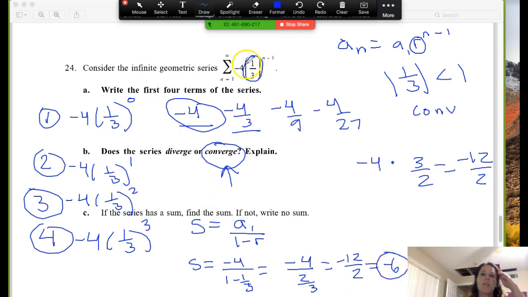So this sum, if I sum this for infinity, it's going to converge to the number negative 6, because as those numbers get so small, nothing really will be added to it. It will be so minuscule. It basically will come to the point where it's just about negative 6.